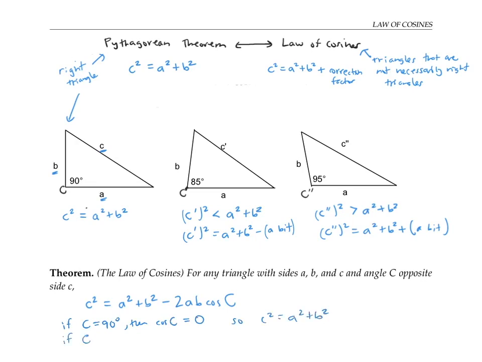If, on the other hand, angle C is less than 90 degrees, then from the unit circle, we know that cosine of C is positive. So 2ab cosine C is a positive number, and we'll be subtracting a little bit from our a squared plus b squared, just like we saw in the picture. Finally, if angle C is bigger than 90 degrees, then we can see from the unit circle that cosine of C is negative. So 2ab cosine capital C is going to be less than 0, and we're going to be subtracting a negative number, which means we're actually adding a little bit, just like we saw in the third picture.